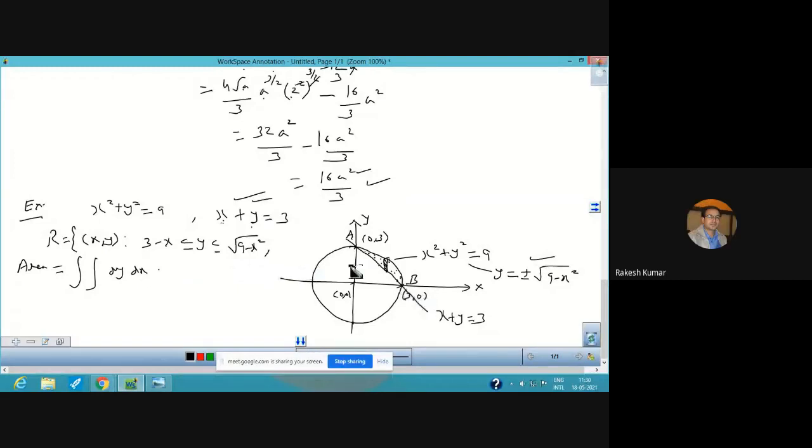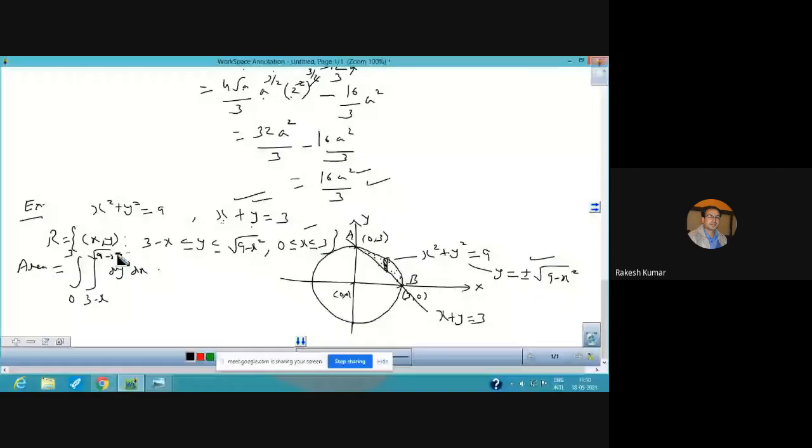So for the limits of x, why do we take the lower limit 0? Because we are in the first quadrant. And in the first quadrant, the lower limit will be 0, and the upper limit is the coordinate. So that is 0 to 3. So we have to integrate within these limits. So 3 minus x to square root 9 minus x square.